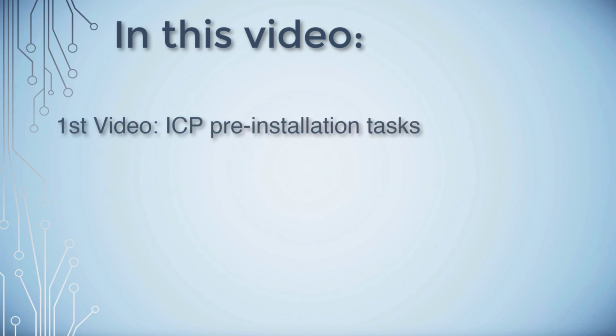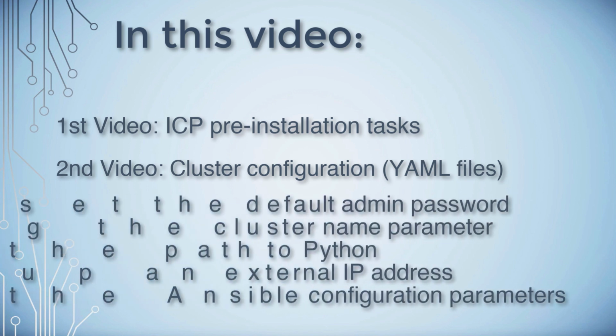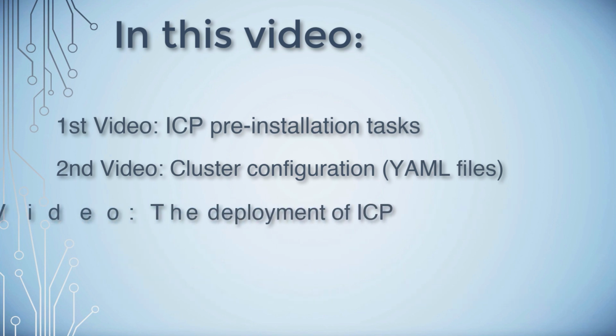In video 1, I showed you the pre-installation tasks that are required to install ICP. In this video, video 2, I'm going to show you the cluster configuration in the YAML files. I'm going to show you how to set the default admin password, how to update the cluster name, how to set the path to Python, how to set an external IP address if you have more than one NIC, and also how to set the Ansible username and password, which is all again required before you can deploy ICP.